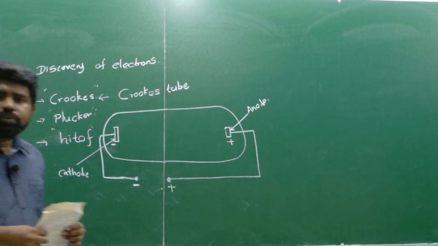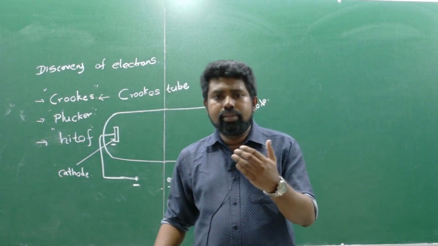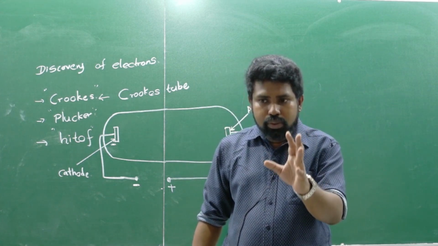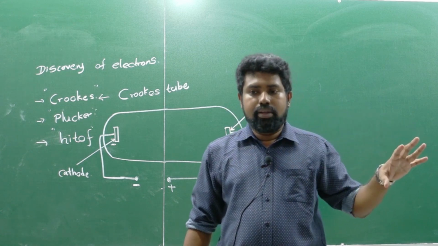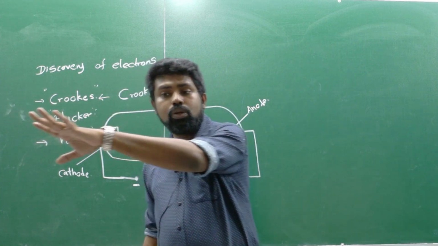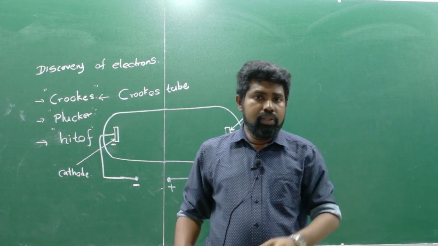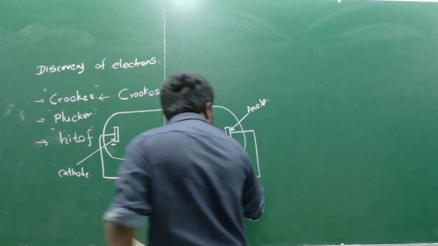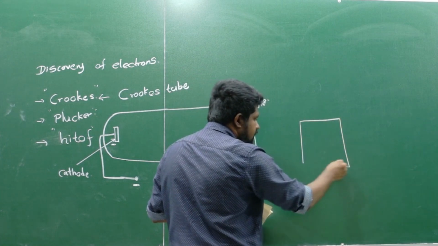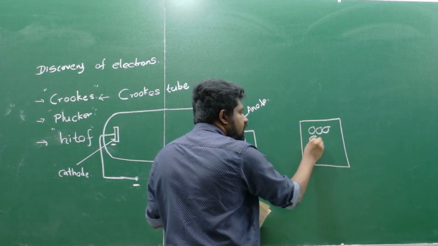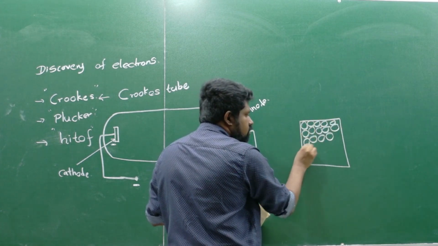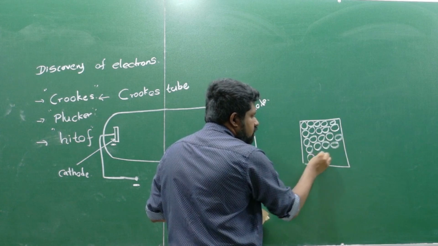What they tried to do was pass electricity through normal air. As we know, generally we cannot pass electricity through normal air. The reason for this is, if we consider air, there are a lot of gas particles. The air is made up of gas particles.